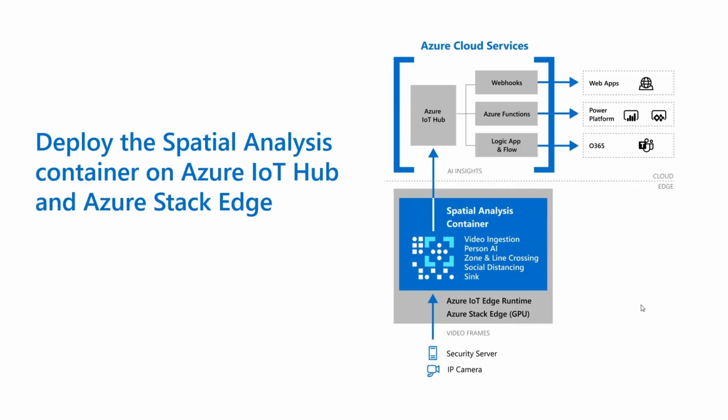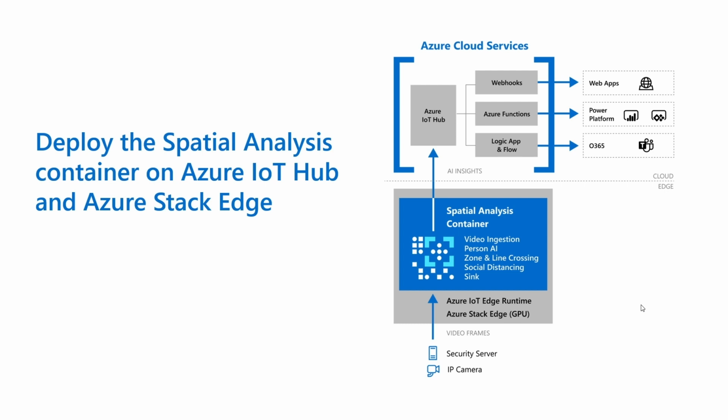Now let's look at how you can deploy the spatial analysis container. First, you need an edge device with NVIDIA T4 GPU. We have tested spatial analysis on Azure Stack Edge with 2 GPU units, and you can order an Azure Stack Edge device from the Azure portal to deploy on your own premises. You may use another edge device as long as it has at least an NVIDIA T4 GPU.